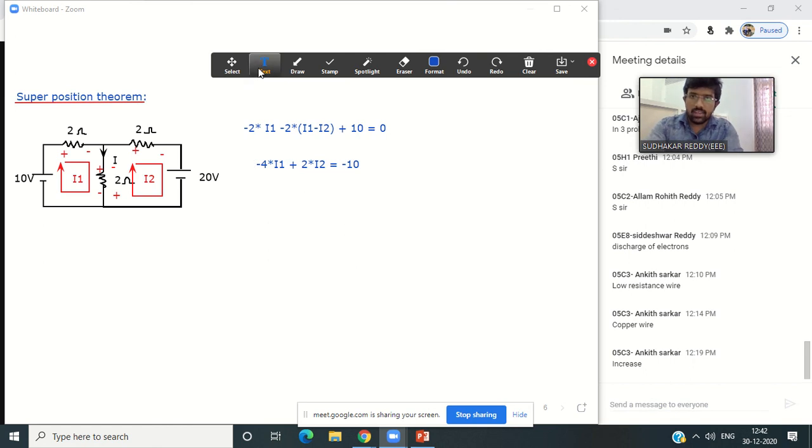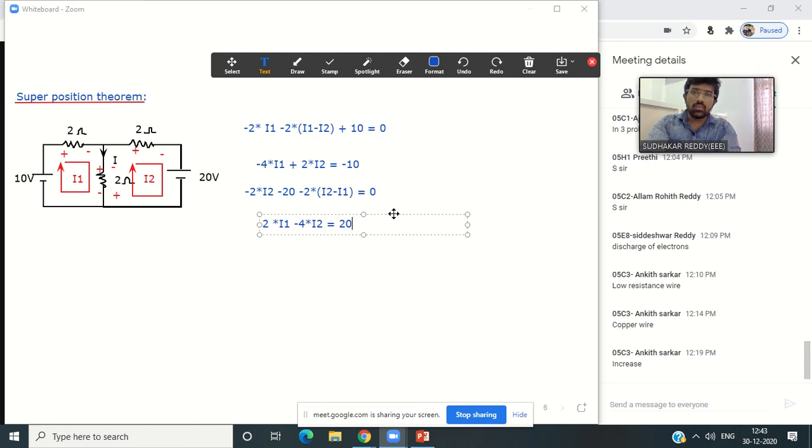Similarly, can you write the KVL equation for the second loop? Start from this 2. Plus 2 minus means minus 2I2. Again, plus 2 minus, then minus 20 volts. Minus 20. Again minus 2, and what is the current? I2 minus I1, equals 0. Simplify: plus 2I1, minus 4I2. Take the 20 to the right side, it becomes plus 20.